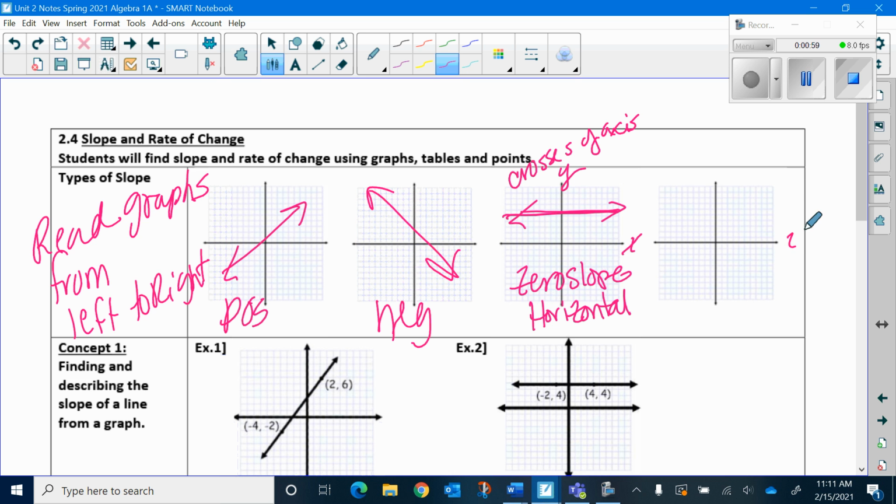And the next one we know is the vertical, straight up and down. This is going to be an undefined slope, and it's going to be vertical, a vertical line, and crosses the x-axis.